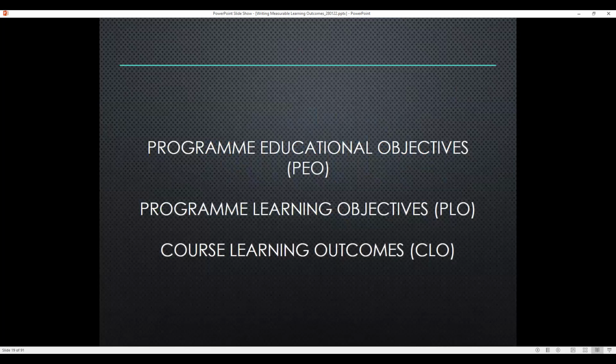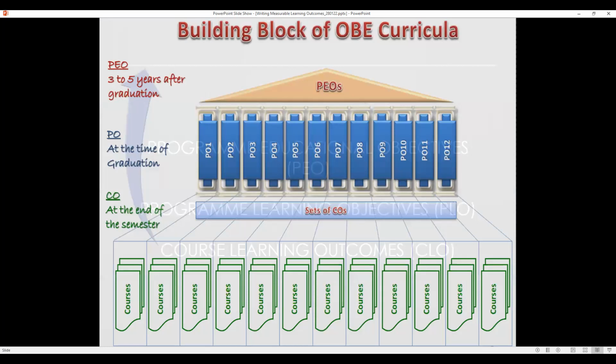Program learning outcomes are outcomes, they are not objectives. Program learning outcomes and program educational objectives are different. If you look at your program document, the COPA, you will see one set is program educational objectives, another is program learning outcomes. What is program educational objectives? Anyone? Anybody?